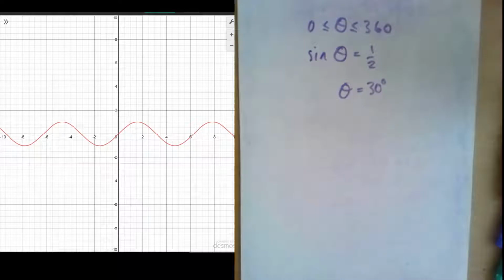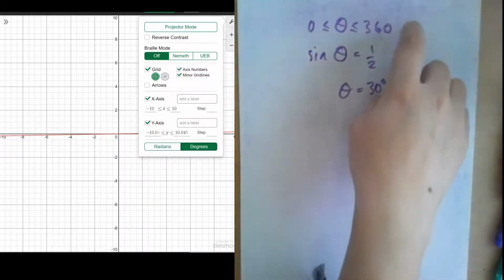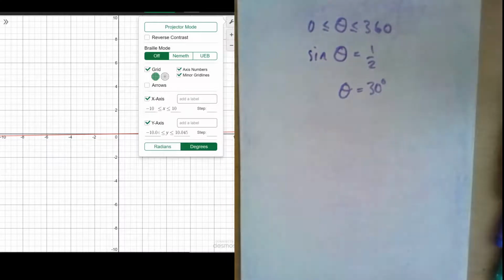Okay, but we don't want radians. So I'm going to change some of the settings. In the top right hand side, you will notice there is a spanner that says graph settings. So I'm going to click on that. You've got a whole bunch of things. The important thing is right at the bottom, I want degrees. I don't want radians. Degrees is what we are working with, so degrees is what you want to do.